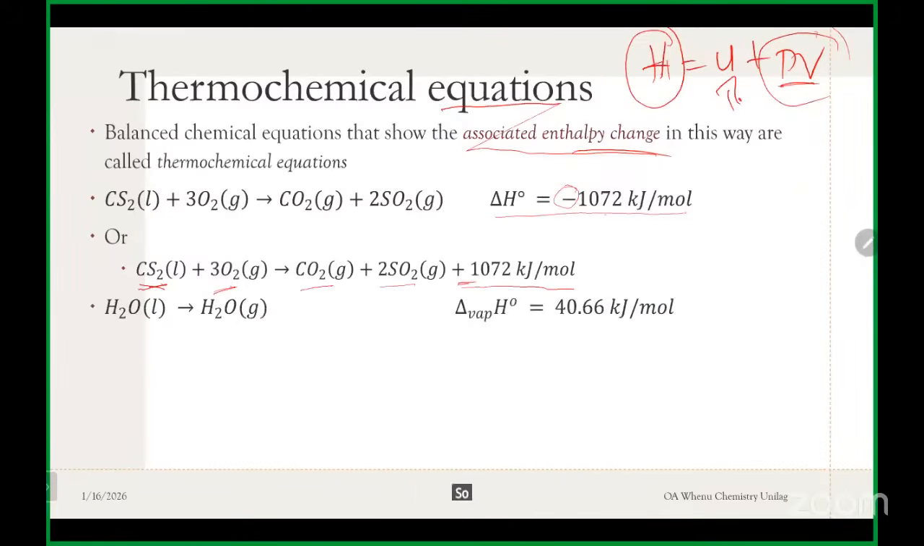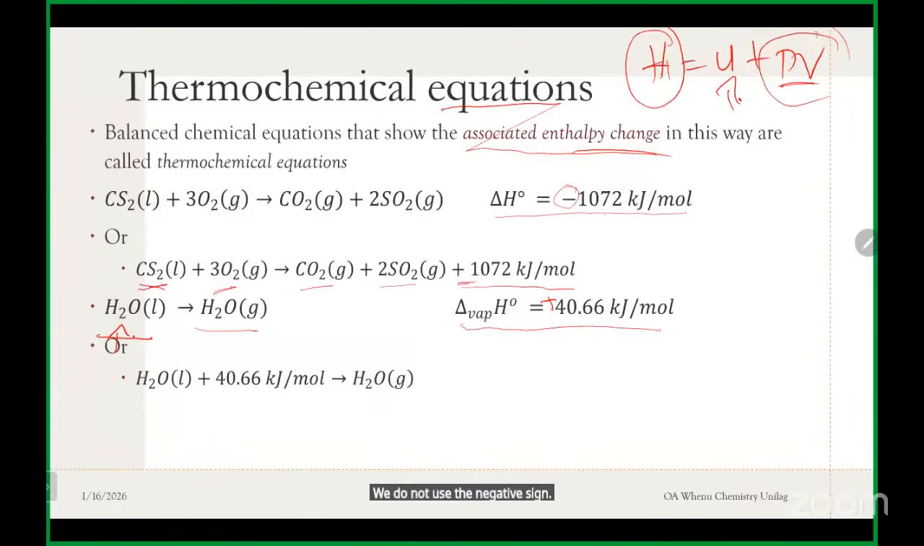So I want to give another example of a thermochemical equation. This thermochemical equation is liquid water going to gaseous water. The change in enthalpy is positive 40.66 kilojoules, and that means that we need to supply heat to convert it to the product. In chemical reactions, we do not use the negative sign here. So our positive sign comes here, so the heat is a reactant going to product.